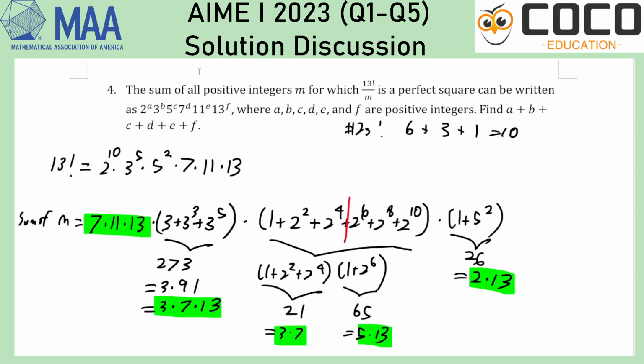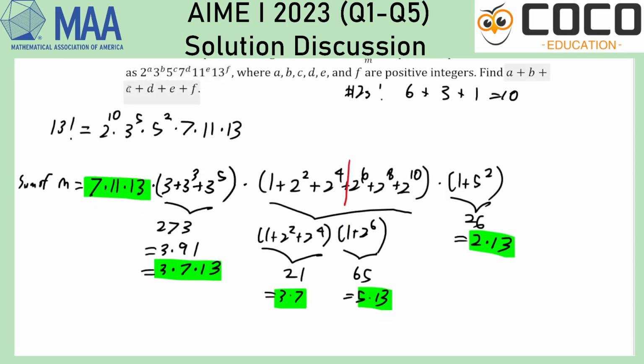So this is the huge bunch of things, and since I just need a plus b plus c plus d plus e plus f, I'm basically counting primes. So I just go 1, 2, 3, 4, 5, 6, 7, 8, 9, 10, 11, 12. And so the answer is 12, or 0, 1, 2, since we are in AIME I question territory.